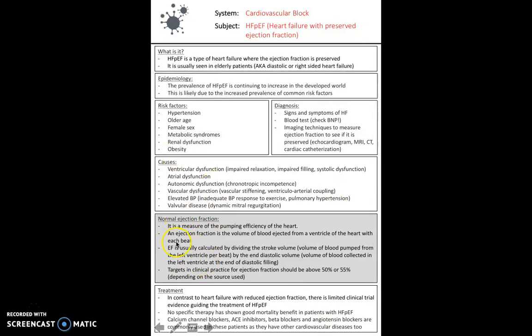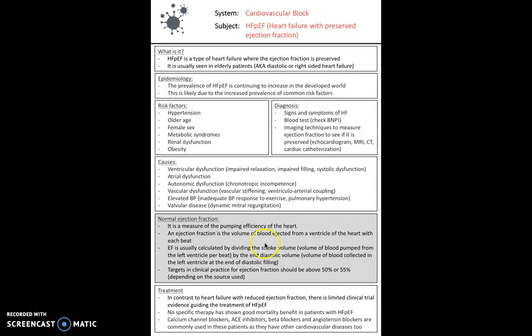So for this you need to understand what ejection fraction is, and essentially it's a measure of how well the heart is pumping the blood out in systole. So an ejection fraction is the volume of blood ejected from a ventricle of the heart with each beat, and it's usually calculated by dividing the stroke volume, so remember the volume of blood pumped from the left ventricle per beat, by the end diastolic volume, in other words how much blood is in the left ventricle before the systole at the end of diastolic filling. As a result, it gives you a percentage, and the target in clinical practice really should be above 50%, that's the borderline, and above 55% really.